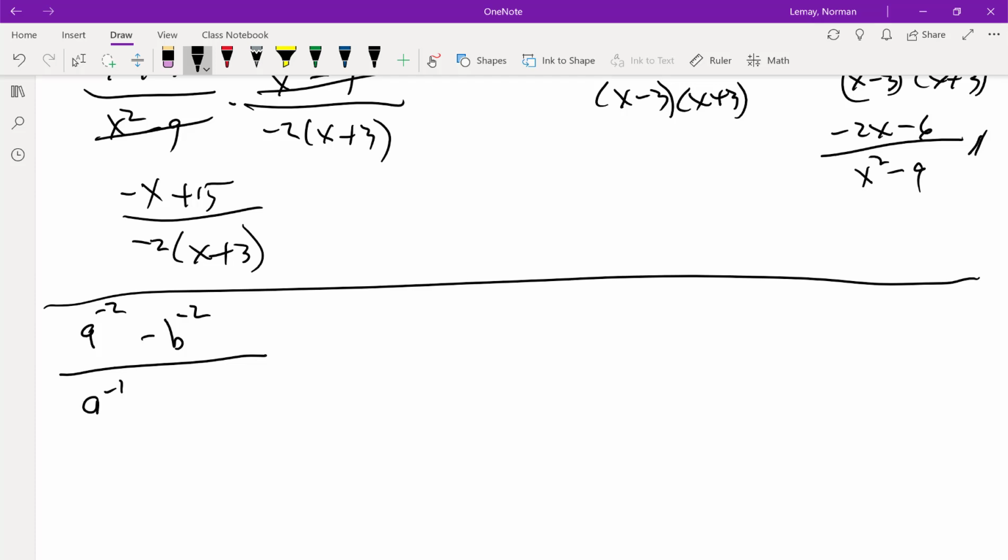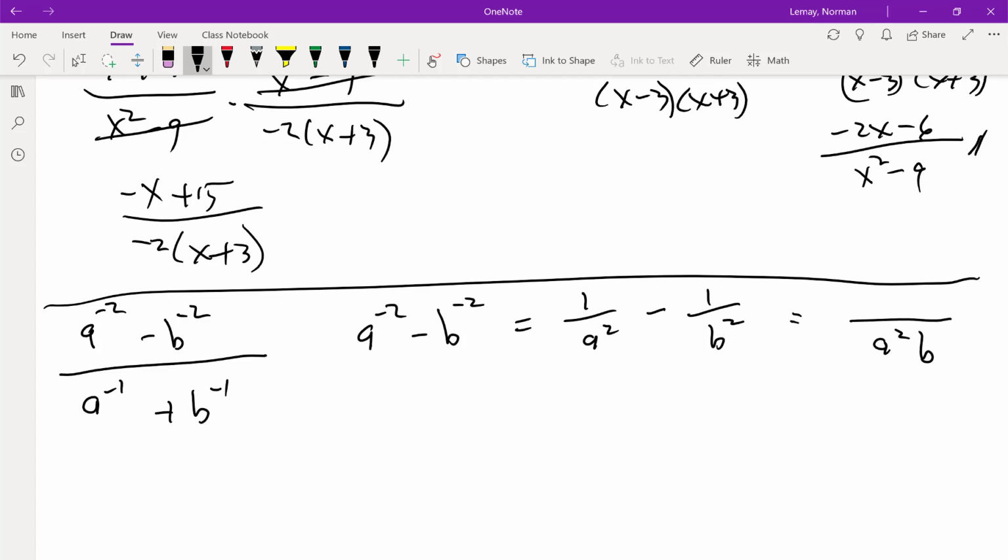a to the minus 1 plus b to the minus 1. So let's just note that a to the minus 2 minus b to the minus 2. Again, when we have negative exponents, we just go 1 over a to the positive 2 minus 1 over b to the second power. All right, so hopefully we can agree the least common denominator here is going to be a squared b squared.